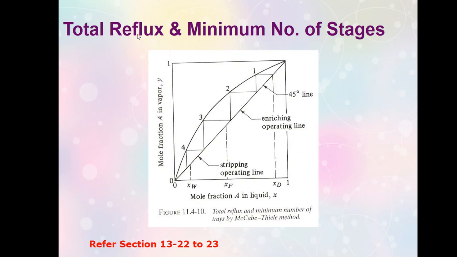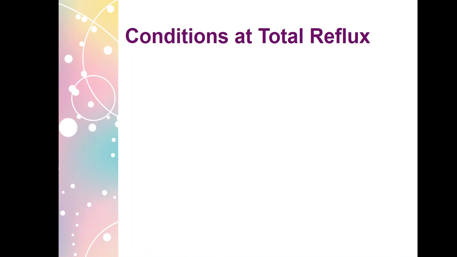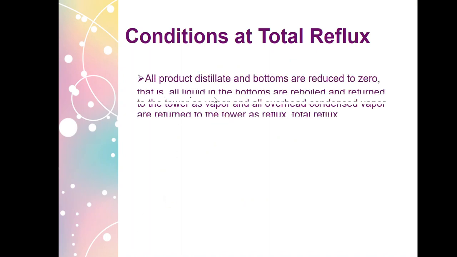In the case of total reflux, all the reflux liquid is returned back to the still, meaning there's no distillate that is withdrawn. So refer to this section in your handbook for additional readings on this topic. Now, on conditions of total reflux, all product distillates and bottoms are reduced to zero. I have mentioned already that there's no distillate because all the condensed vapor is refluxed back into the column. It's the same thing with the bottoms. Bottoms liquid here is all reduced to zero.